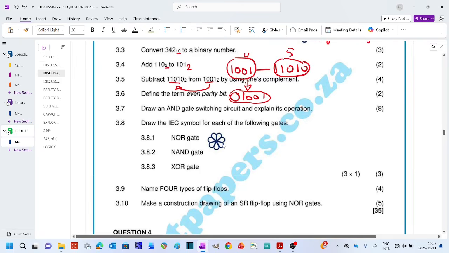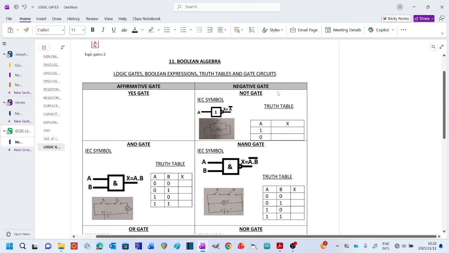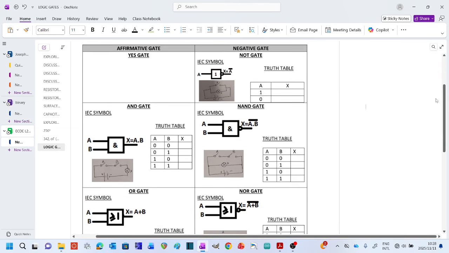So we go back to 3.7, draw an AND gate switching circuit and explain its operation. We're going to see 3.7, 3.8, they say actually draw the IEC symbol for the following gate. So let me explain the gates. Okay, so we have our 7 gates. There are gates which are positive, and there are gates which are negative, which means they are just the opposite of the other one.